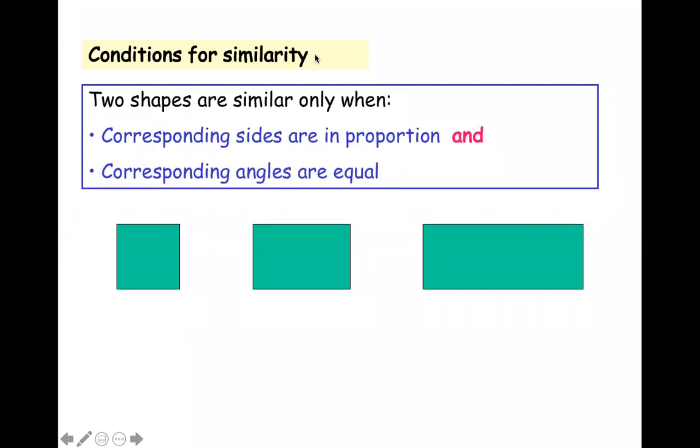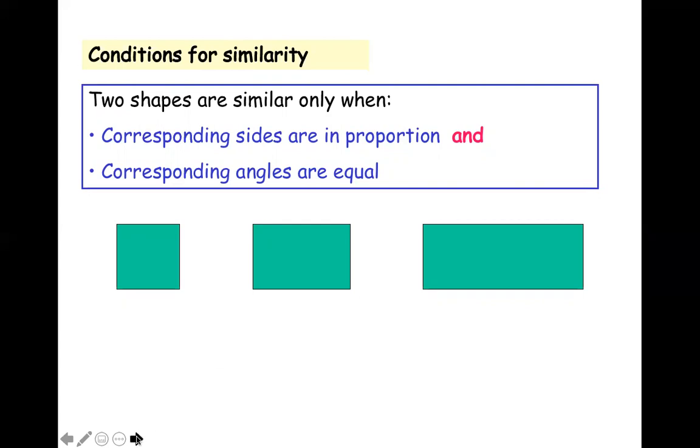When you are given two shapes, the definition in maths to say that the two shapes are similar is that we've got what we call sides that are proportionate in size and angles that are equal.